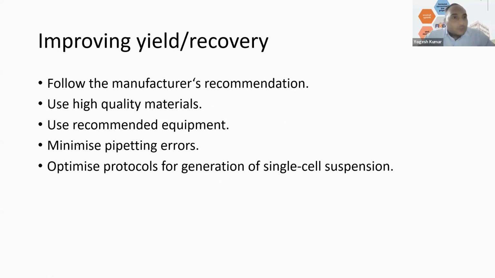So what can we do to improve the yield and recovery? We should follow these points. Follow the manufacturer's recommendation, because every manufacturer and every machine has a different protocol and different precautions that you have to take. Use high quality material that they provide you. Use recommended equipment. Minimize pipetting errors. Of course, I told you that you need to be an expert if you are handling single cell sequencing.